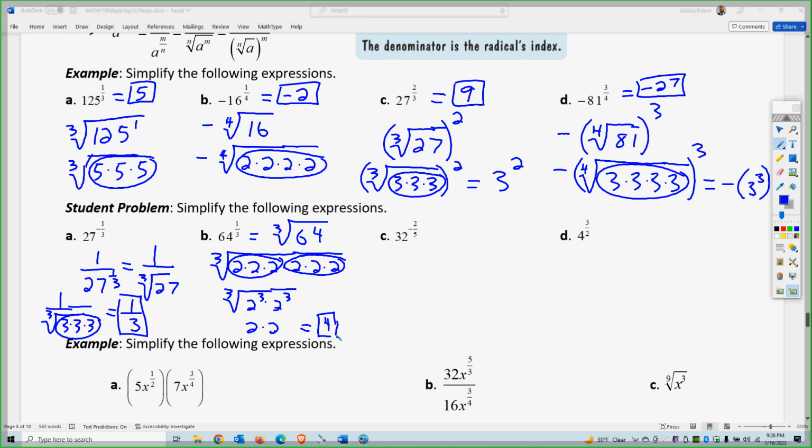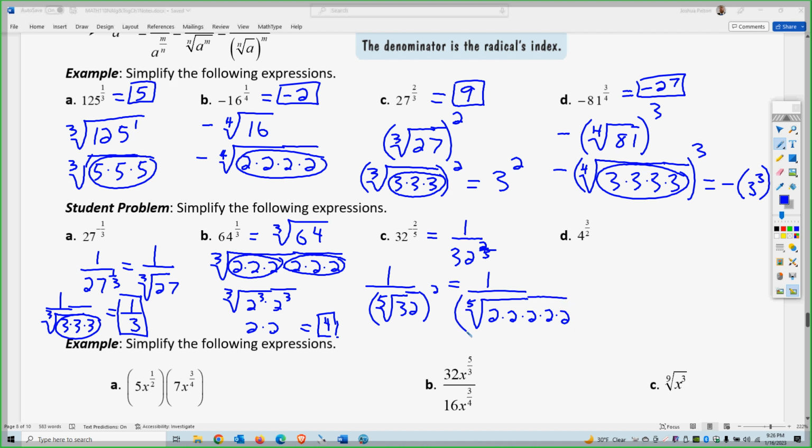Okay. I think we're good there. All right, negative exponent again. To apply that first, that's 1 over 32 to the 2/5. So if we rewrite this, this is 1 over the fifth root of 32 and square it. So if I rewrite this, this is 1 over the fifth root of 32, which is 4 times 8. So that's 4, and that's 8, right? All to the second power.